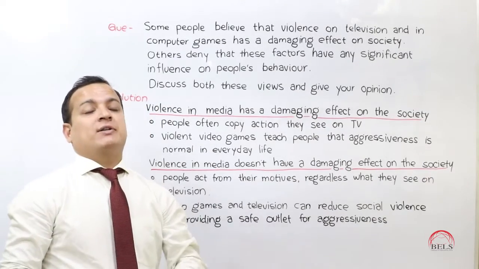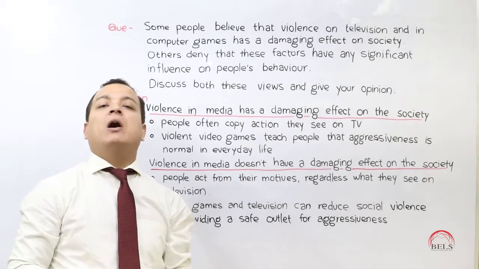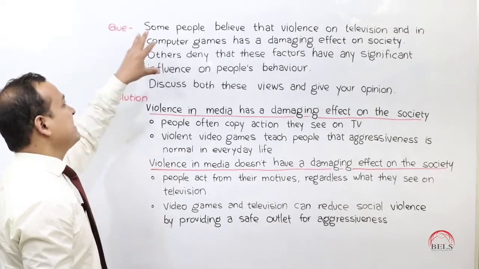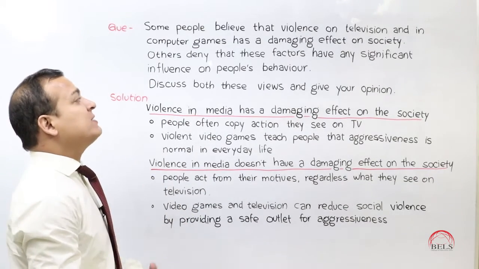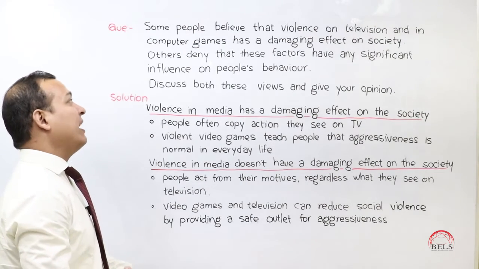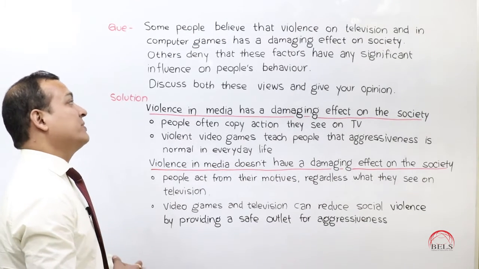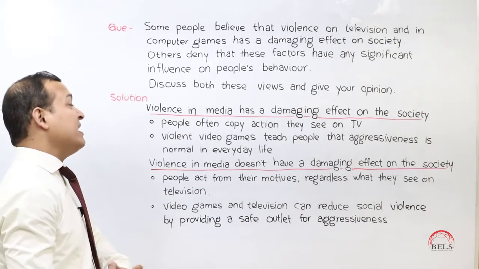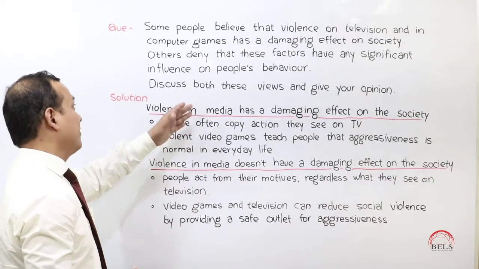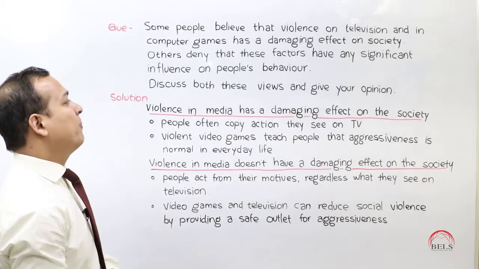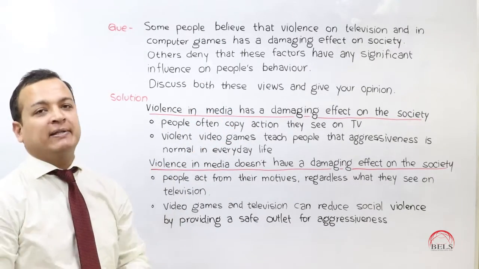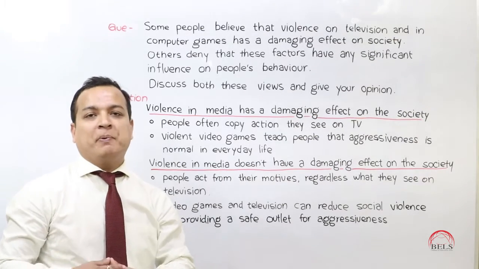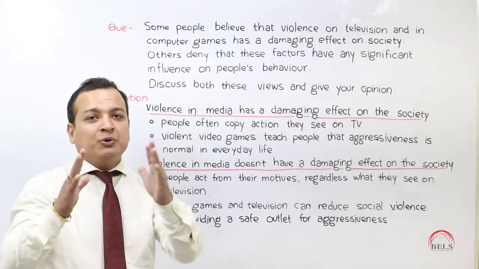Based on the previous structure, we are going to discuss one question now on discussion and opinion based essays. So here we go. Some people believe that violence on television and in computer games has a damaging effect on society. Others deny that these factors have any significant influence on people's behavior. Discuss both these views and give your opinion. So this question is clearly saying that you have to discuss both sides of the view and personally give your opinion in the conclusion. So how to go for it?